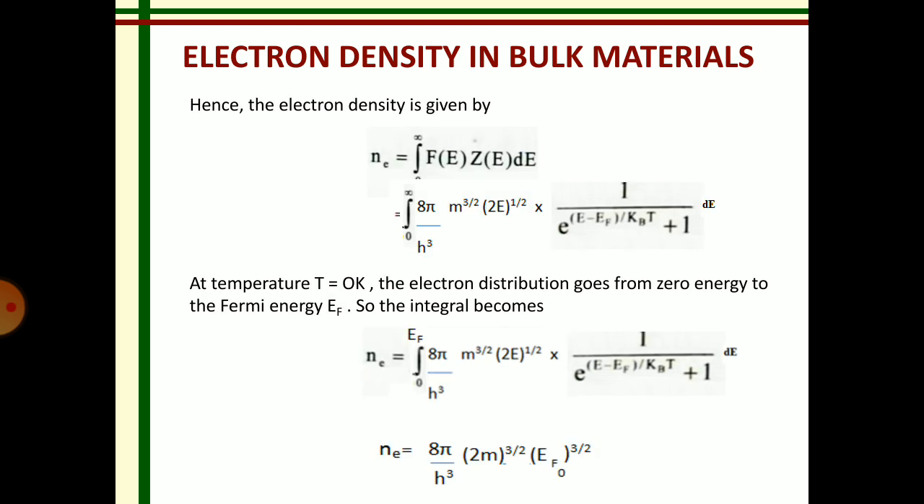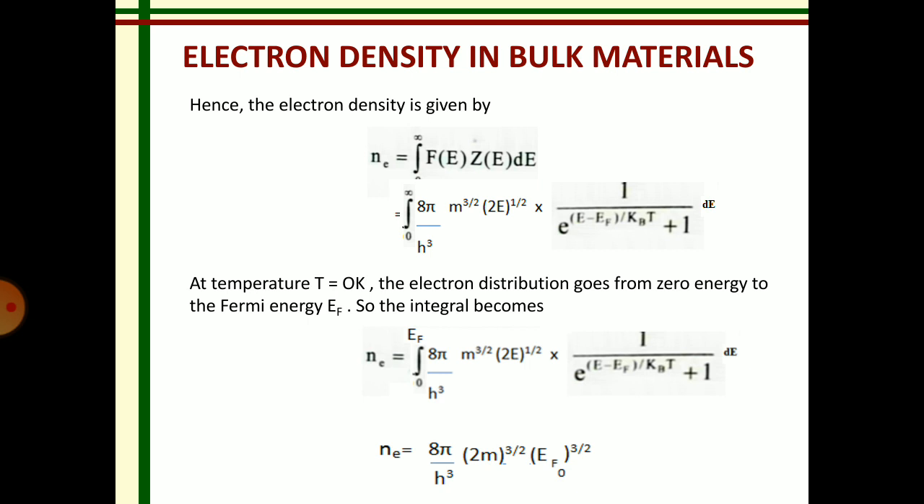The electron density is given by integrating the above equation between the limits 0 and infinity. Then finally we will get the value of Ne, after substituting the values of f of E and Z of E, as the integral from 0 to infinity of 8 pi divided by h cube into m whole power 3 by 2 into 2E whole power half into 1 by 1 plus e power (E minus Ef) divided by kBT.